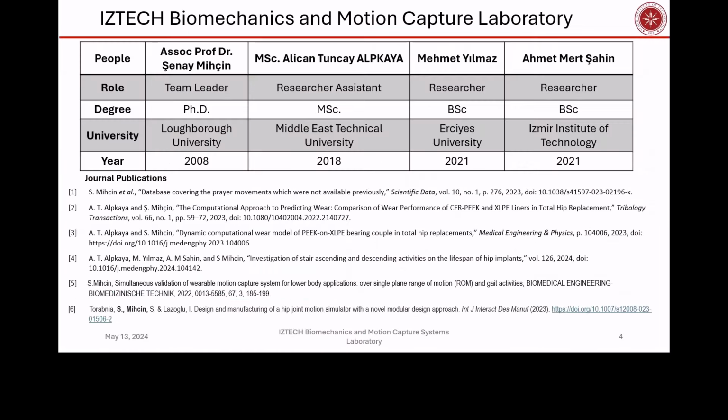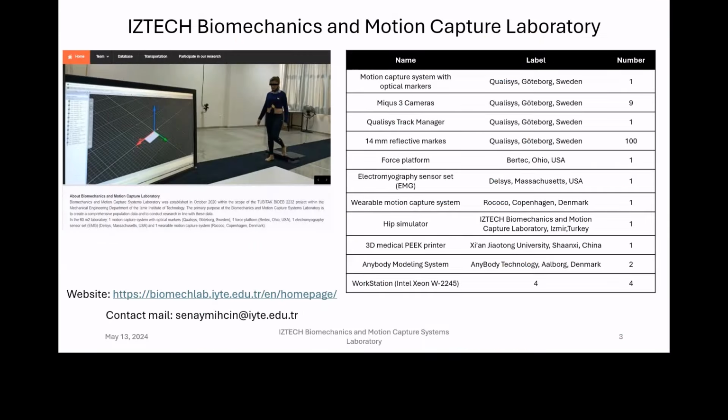Okay, so this is the ISTEC Biomechanics and Motion Capture Laboratory standard experiment performance day on an experiment day. So you can see our website address, biomechanic.lab@iyte.tr. If you have any questions related to this webinar, you can directly contact me through this email address or just type from the website of the laboratory.